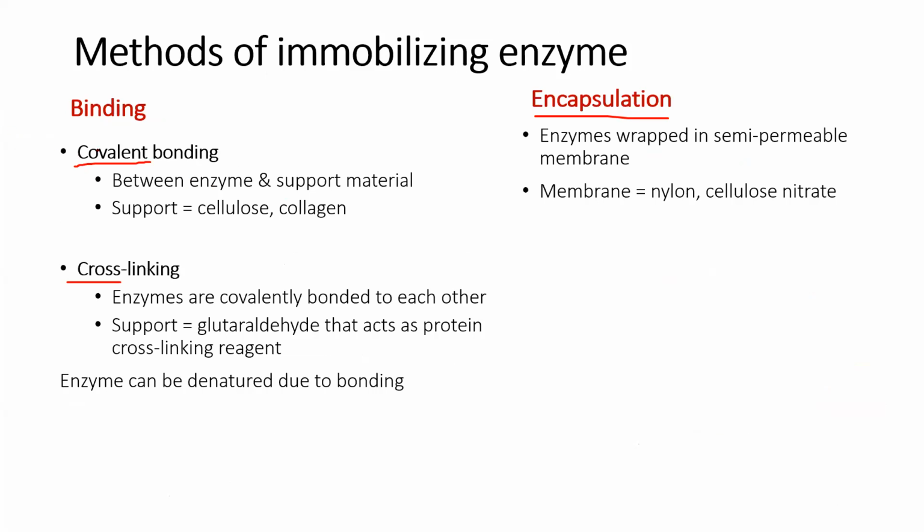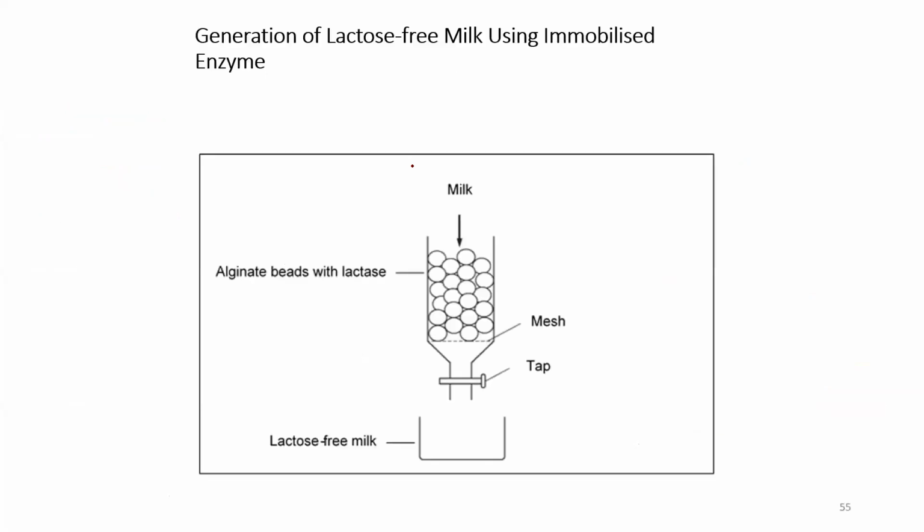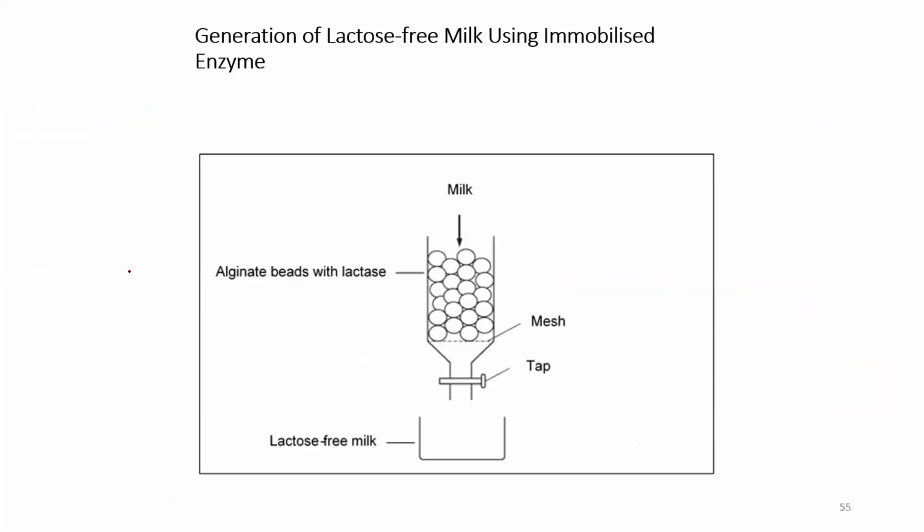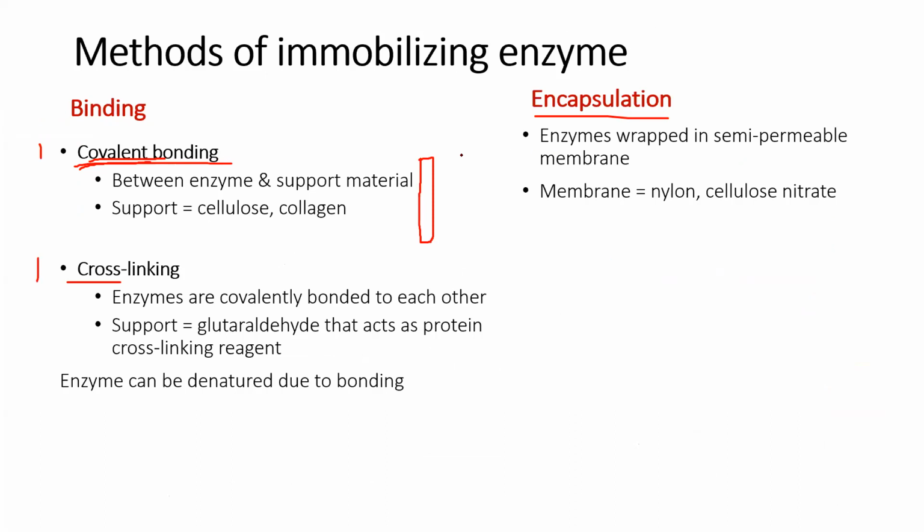Okay, binding. So for binding, you have two types, which is through the formation of covalent bonds or cross-linking. So covalent bonding is between the enzyme and the support material. The support material is cellulose and collagen. Sama macam tadilah, lebih kurang kan, dengan adsorption ni. Adsorption, weak bonds. Tapi kalau binding through the formation of covalent bonds, you have formation of covalent bonds between the enzyme and the support. Okay, so the support is made up of cellulose or collagen.